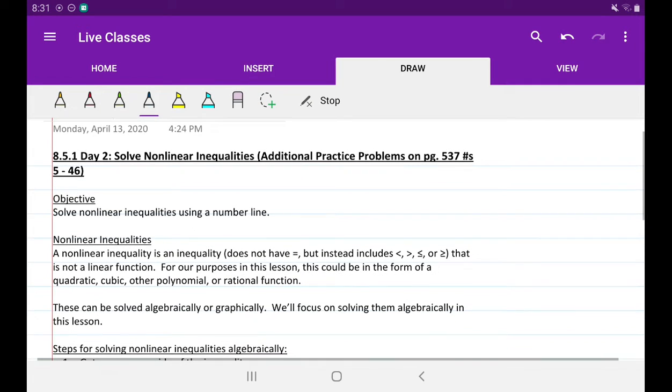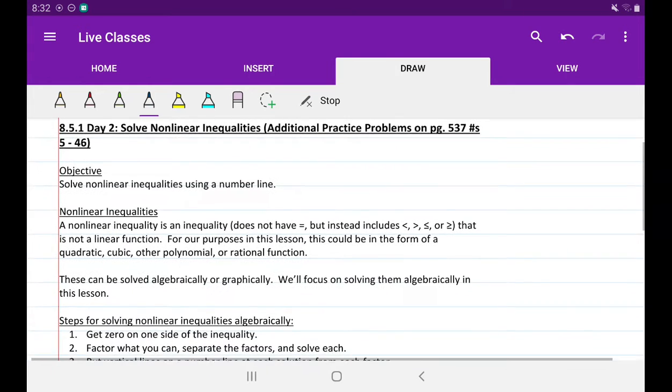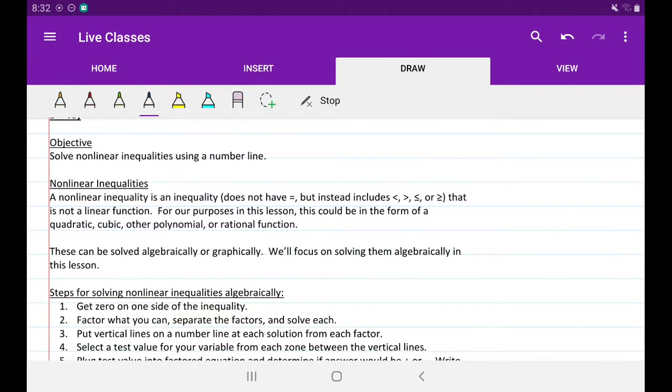So in the last class, we focused mostly on solving quadratics. So those were polynomials that had the greatest exponent of 2, or they had 2 factors in them. And so in this class, we're going to take things a step further. We'll do some cubics, and we'll do some rational functions.